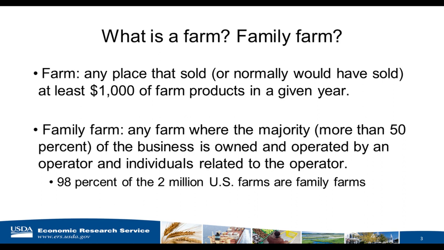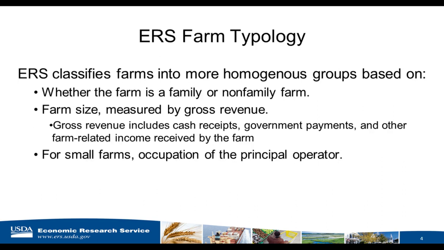This means that the farm sector consists of a wide variety of farms, many small farms with little sales, mid-sized farms with hundreds of thousands of dollars worth of sales, and large farms with $1 million in sales. And then a family farm is any farm where the majority, or more than 50% of the business is owned and operated by an operator and individuals related to the operator. So now I'm going to talk about how exactly we classify these farms.